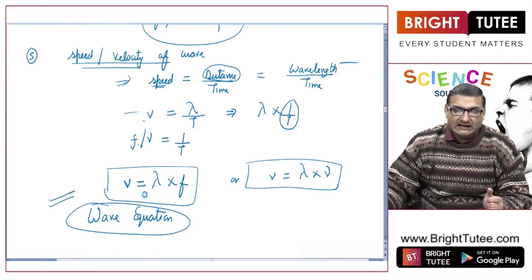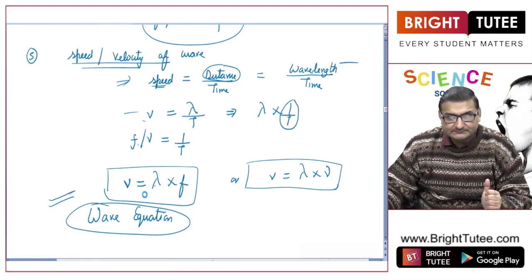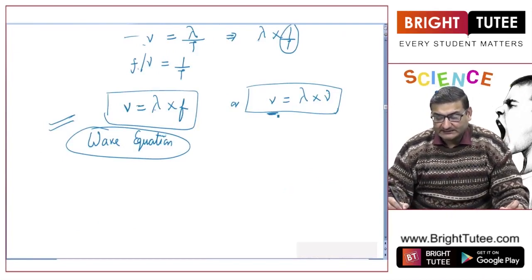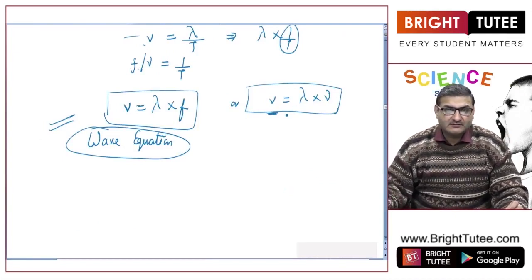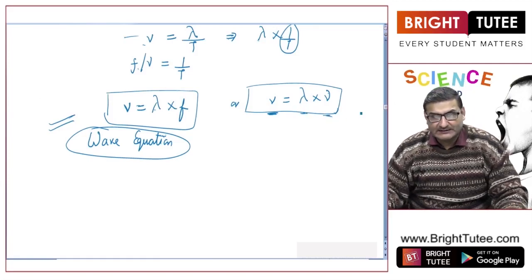So, these are our characteristics of sound waves. Looking at the wave equation, we see that the speed or velocity of a wave is the product of the wavelength and the frequency.